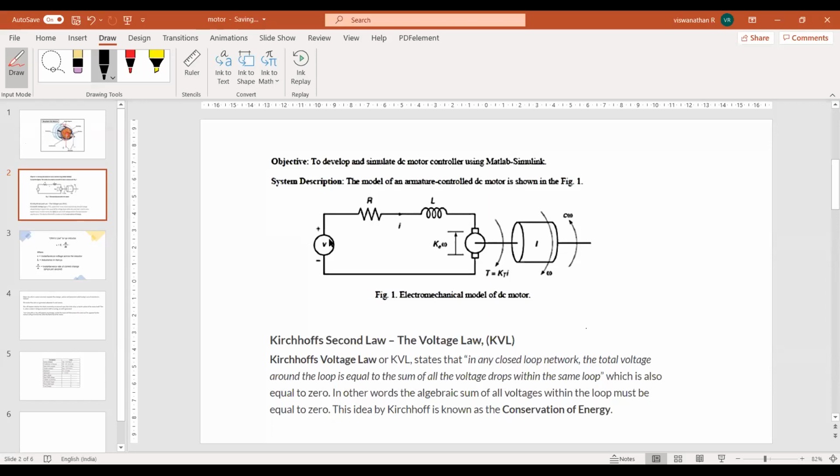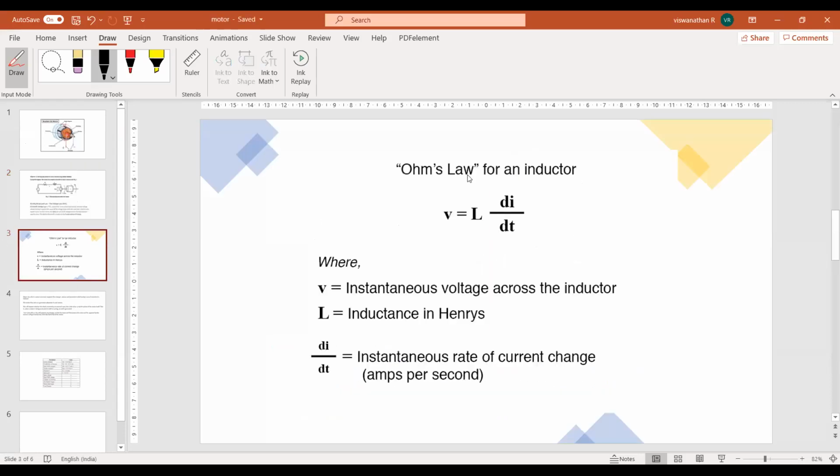So this is the voltage input, and what is opposing all those? It is a resistance, inductance, and the back EMF. So the algebraic sum of all these must be equal to 0. That is what Kirchhoff's voltage law tells us. And then Ohm's law for an inductor is V equals L into di by dt. So this is the voltage across an inductor.